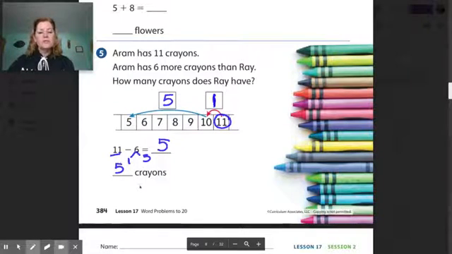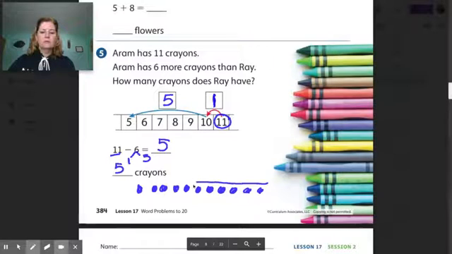And you could have also done it even though they really wanted you to use a number path this time. 5, 6, 7, 8, 9, 10, 11. If Aram has 11 crayons and he has 6 more than Ray, how many does Ray have? Boom. Because 5 plus 6 more equals 11. Nice job.